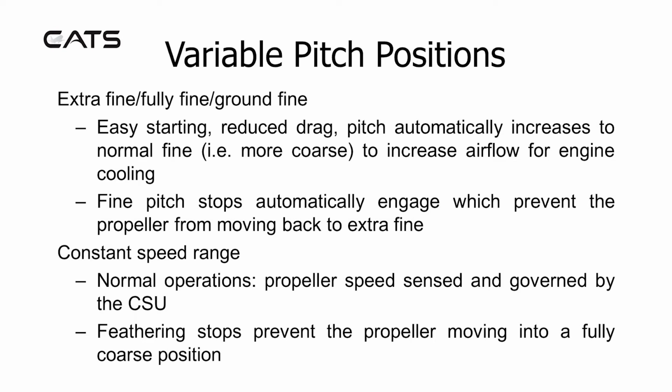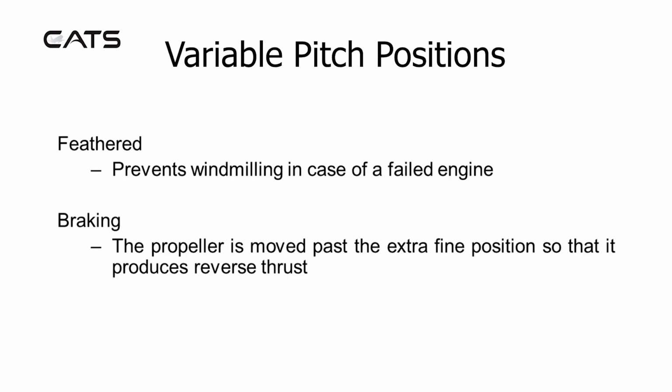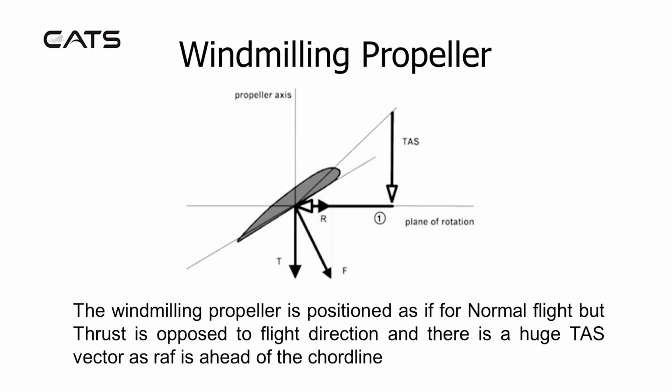Feathering stops prevent the propeller moving into a fully coarse position. Feathered. This prevents windmilling, in other words, the propeller being driven by the wind, in the case of a failed engine. Braking. The propeller is moved past the extra fine position so that it produces reverse thrust. Windmilling propeller. The windmilling propeller is positioned as if for normal flight, but thrust is opposed to flight direction and there is a huge TAS vector as relative airflow is ahead of the chord line.